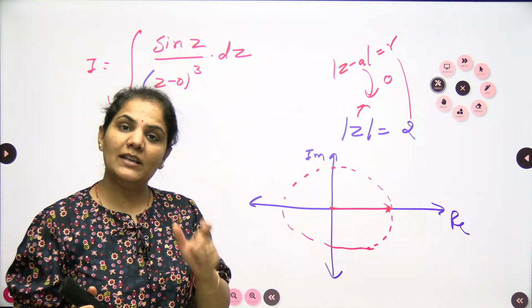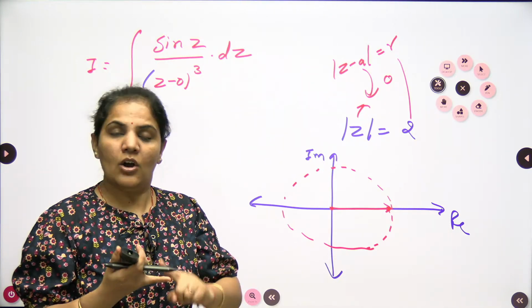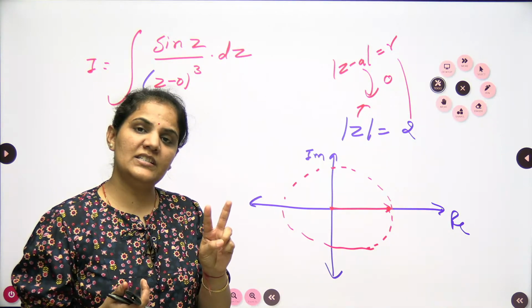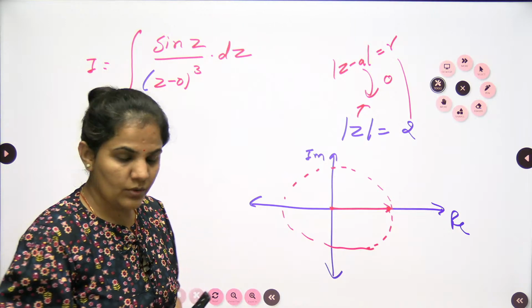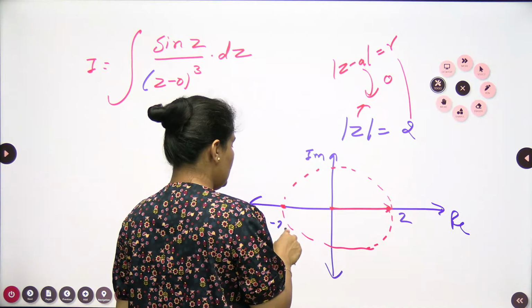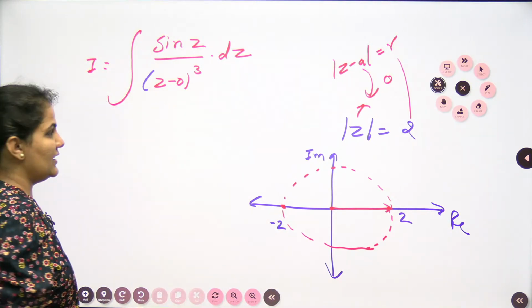Okay, that is very important. If you want to approach the question by Cauchy's integral formula or from the residue theorem, in both cases we should know whether my pole is lying inside or outside. Because the radius is 2, the range will be from minus 2 to 2 on the real axis, because I have the pole on the real axis only.